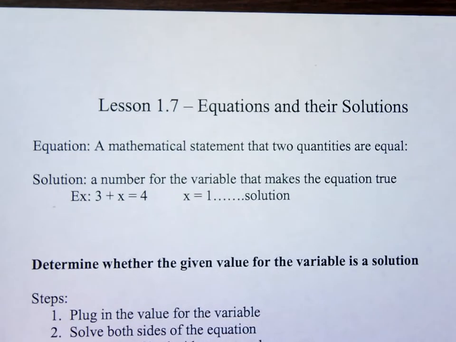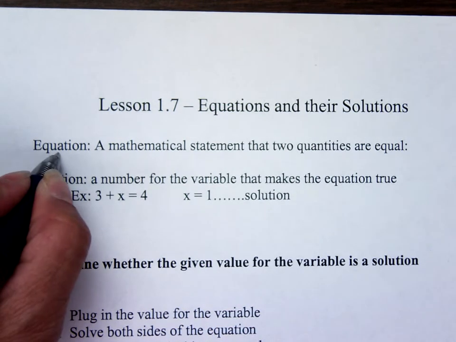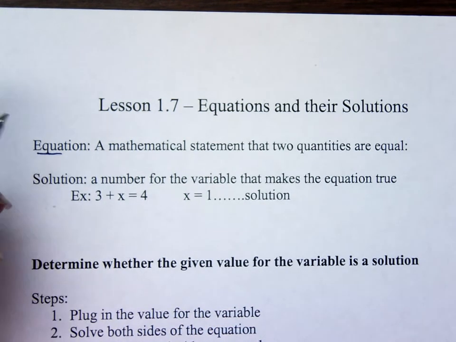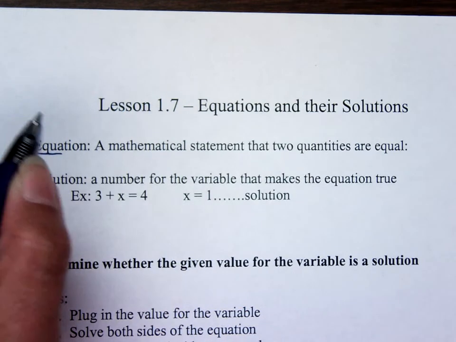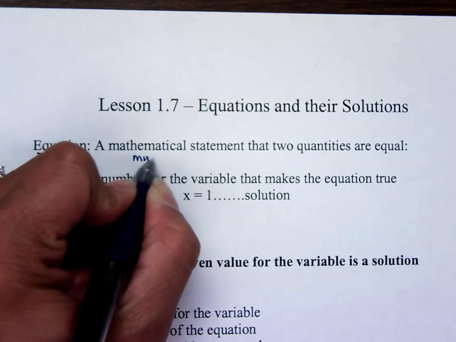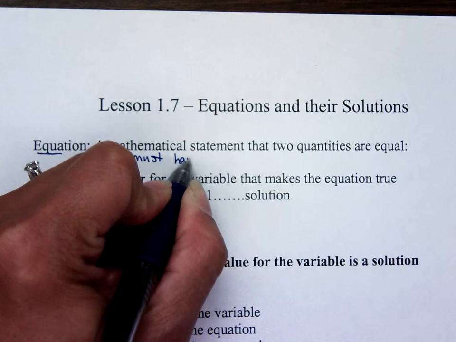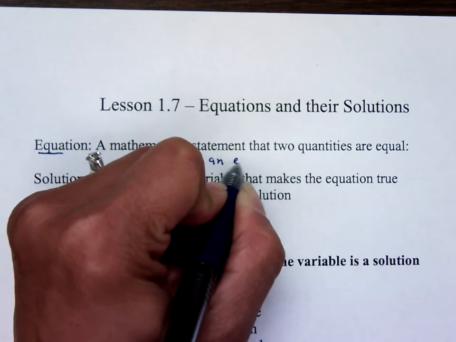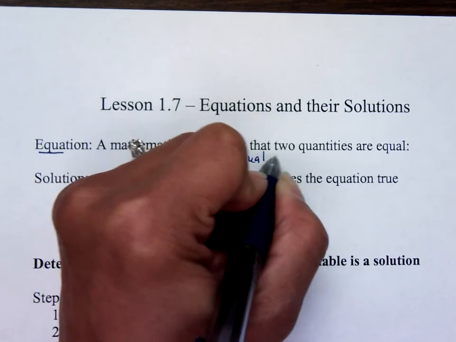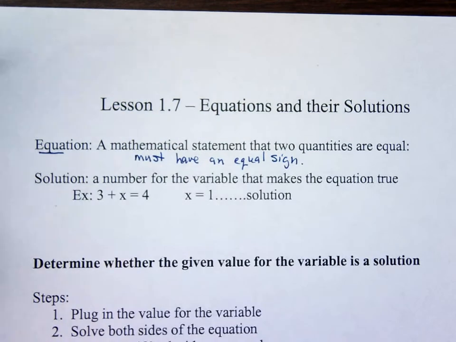Okay, so today's lesson is 1.7, equations and their solutions. An equation is a mathematical statement that two quantities are equal. You'll understand the equation has the word equal in it, so an equation must have an equal sign. Okay. A solution is a number for the variable that makes the equation true.